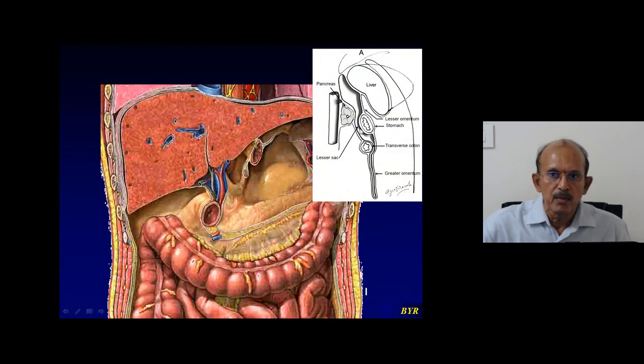You can see here, this is the lesser sac, and you see one line here. This line represents the posterior parietal peritoneum. The posterior parietal peritoneum comes like this. It invests the inferior surface of the pancreas, and again it forms the posterior layer of the transverse mesocolon, and it comes like this as the greater omentum. So up to here is the parietal peritoneum on the posterior abdominal wall. This is again parietal peritoneum on the posterior abdominal wall.